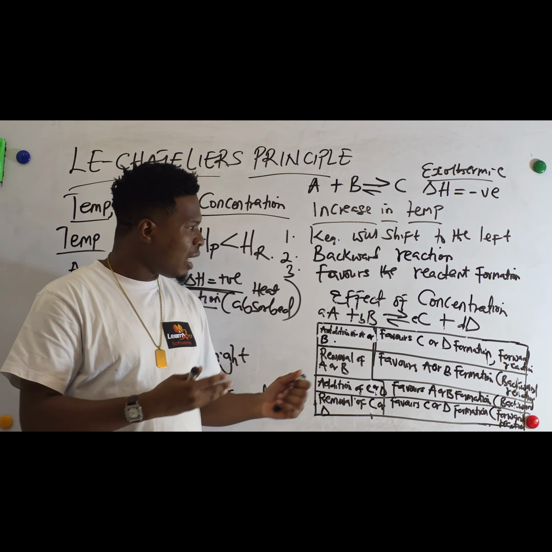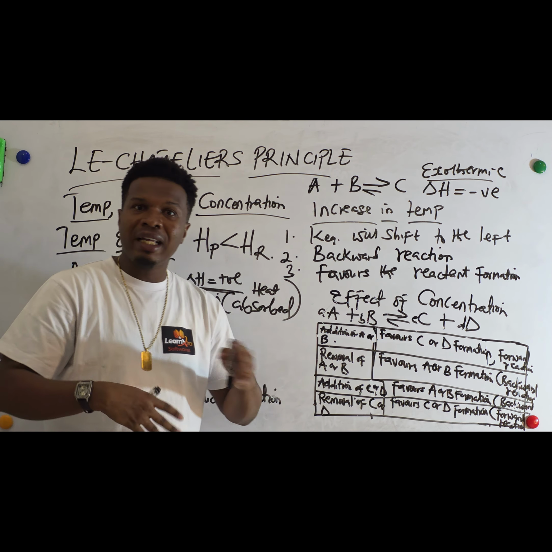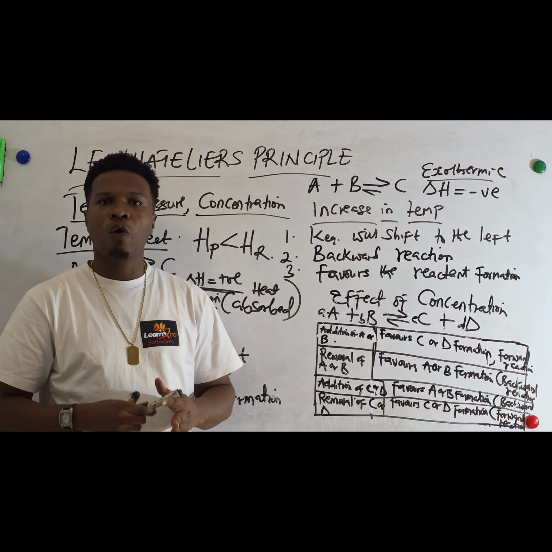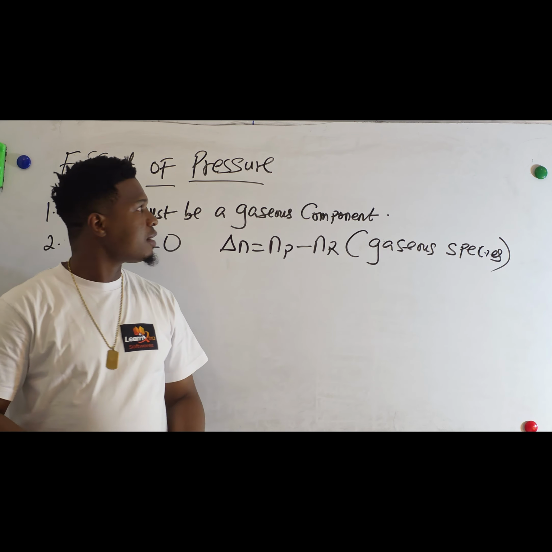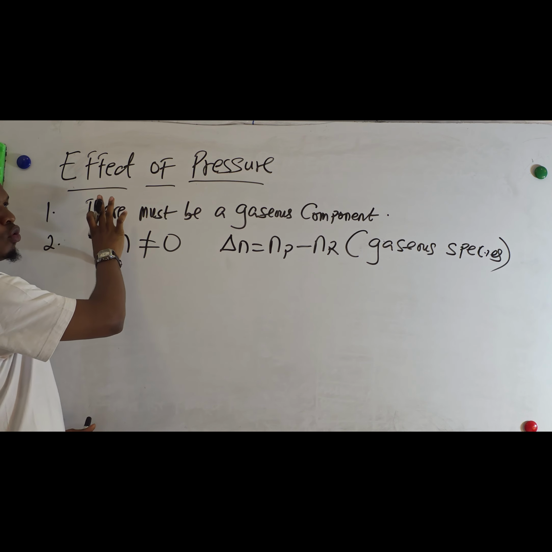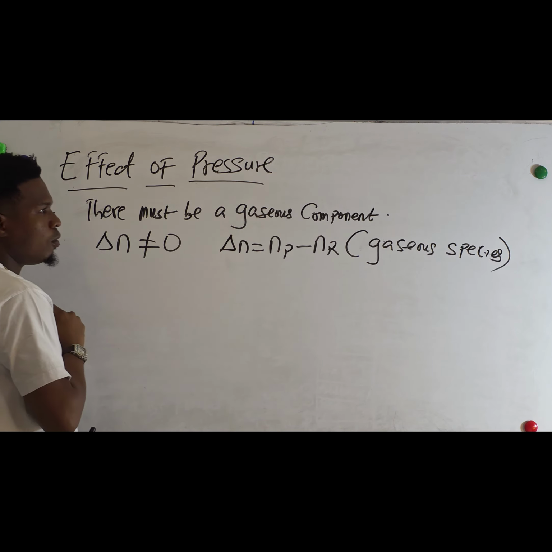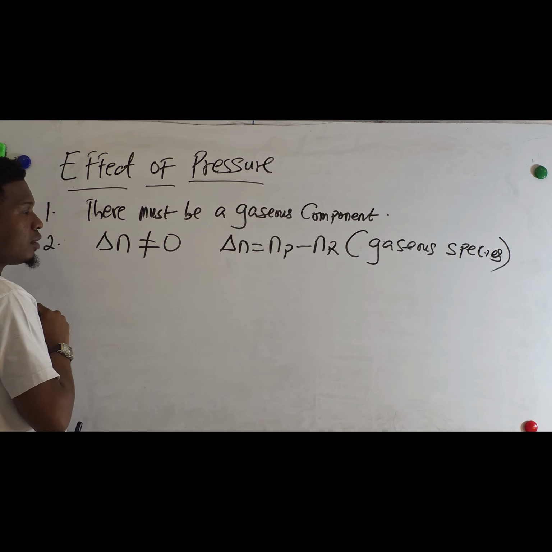So with this, you can now know how to monitor or predict your reaction, or how to alter it to suit what you want or what you want to produce. Okay? Alright. So for pressure to affect a system in equilibrium, these two conditions must be met. Okay? There must be a gaseous component in that equation, or in that expression.